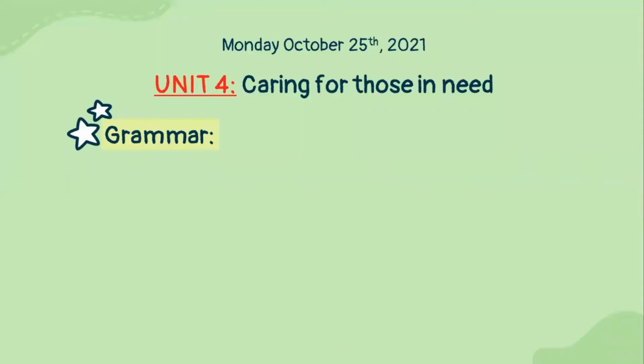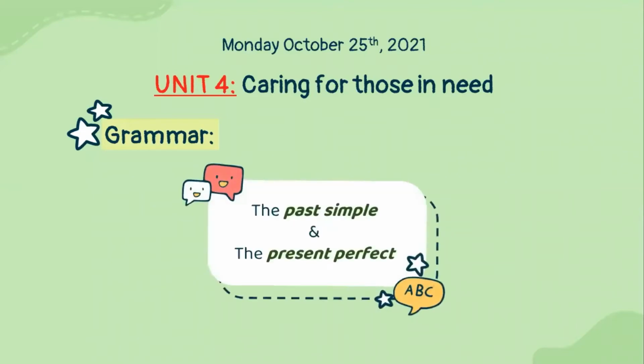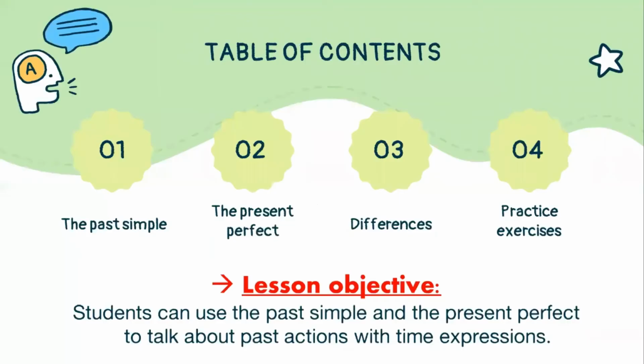And today's lesson is about grammar. We will learn about the differences between the past simple and the present perfect. So today's lesson will go through 4 parts. The first one is prior knowledge about these two tenses, the past simple and the present perfect. The third part is the differences between them, and the last one is the practice exercise.